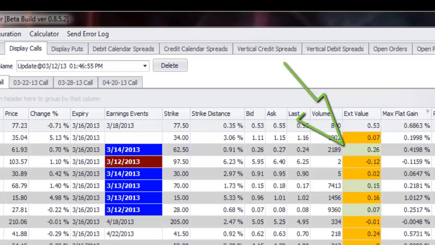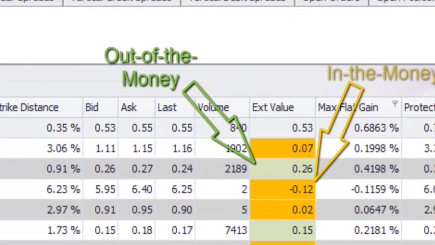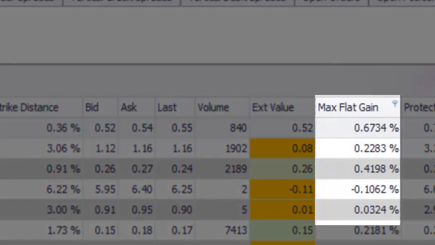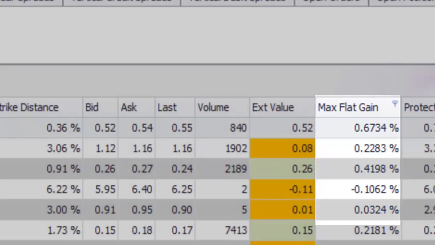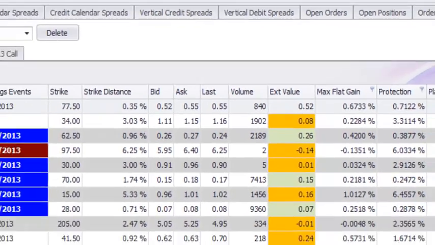You'll note that there are 2 different colors in the extrinsic volume column over here. The green colors represent options that are out of the money, while the orange cells show options that are currently in the money. The max flat gain is the maximum return you can expect to make from this opportunity, and is our main sorting method for finding covered call opportunities. The protection is another important number as it shows how much the market can move against you while you remain at break even. The higher, the better.